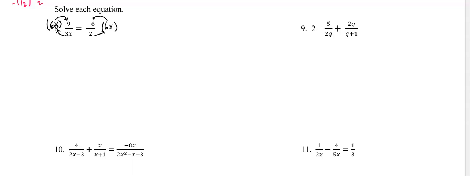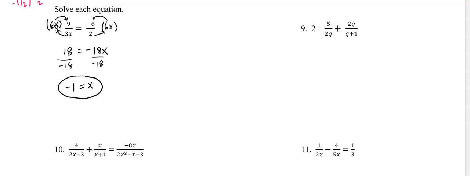All right, so let's do this. 3x divided into 6x is 2. 2 times 9 is 18. So that denominator is gone. 2 divided into 6x is 3x, and 3x times -6 is -18x. And so now I've turned a rational equation into a non-fraction equation, and we know what to do from here. I just divide by -18 on both sides, and I get my solution: x equals -1.